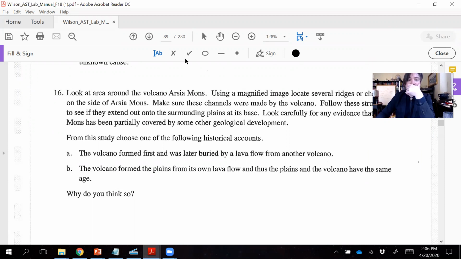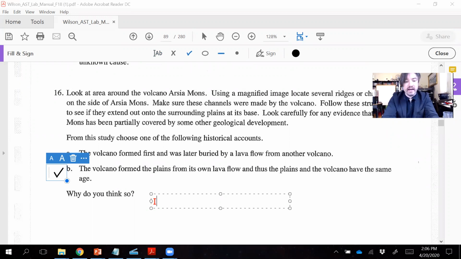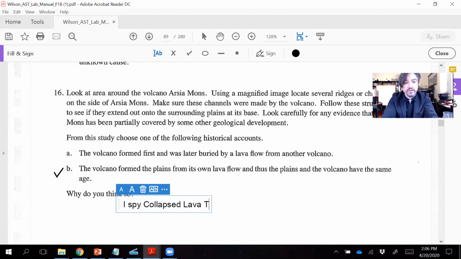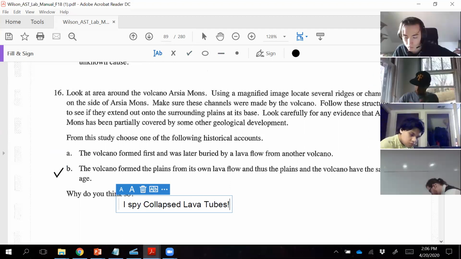This should be easy, right? B. Would it be B? And we'll just keep it nice and simple. Why do you think so? You can just say, I spy. Oh, shoot. Hold on. This is the wrong text bubble here. I spy collapsed lava tubes. Okay. I spy with my little eye some collapsed lava tubes.